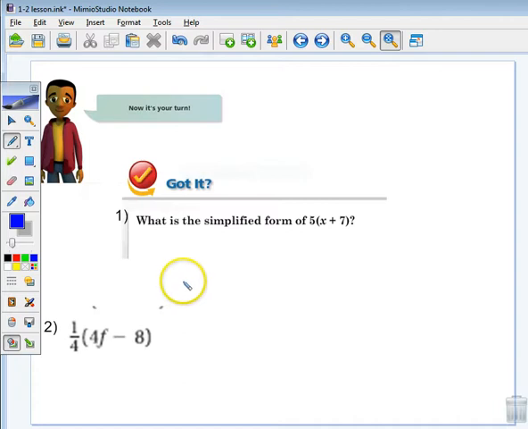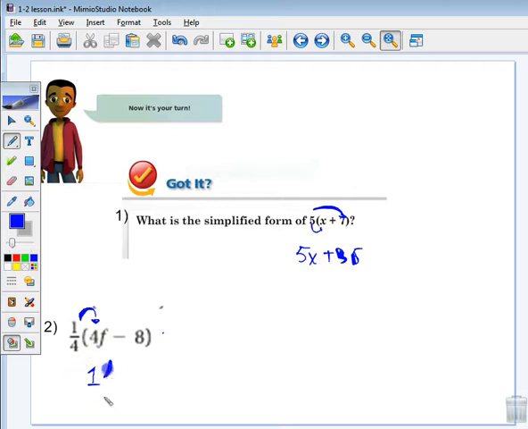Alright, so go ahead and try these two questions, pause, come back and get the answer very quickly. Alright, so here's the answer. Again, this one would be 5 times x, which is 5x. 5 times 5, which is going to be 35. Over here, we have to take a quarter of 4, so that would be 1.